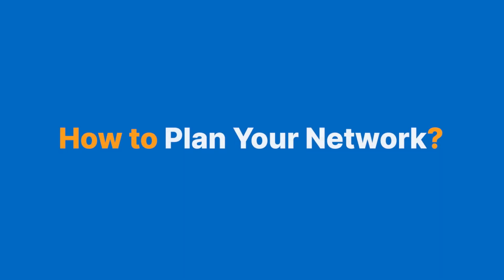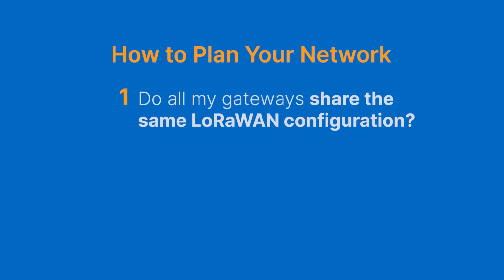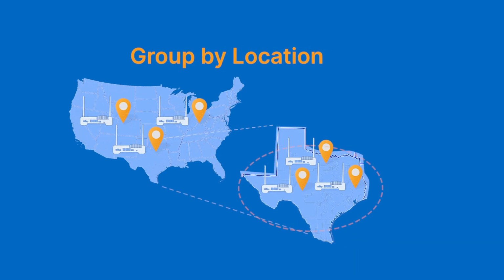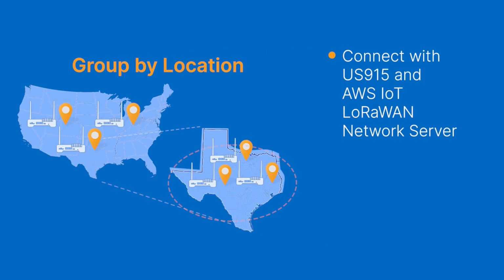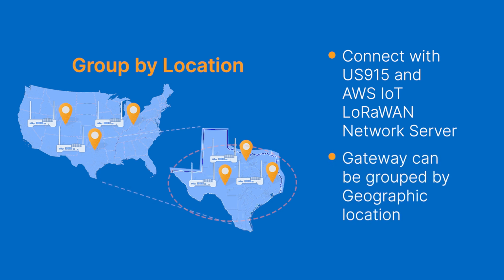To plan your network accordingly, you need to have these questions in mind. Do all my gateways share the same LoRaWAN configuration? Do I want to group my gateways by physical location, application, or region? Now here are the options. Option 1 is group by location. For example, all gateways in the US using US 915 and AWS IoT can be grouped by their geographical location, such as by city or campus.